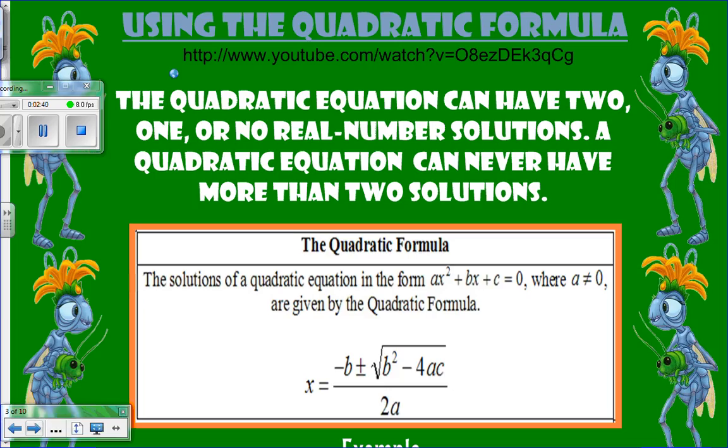So, using the quadratic formula. The quadratic formula can have two, one, or no real number solutions, and you'll find that out once you solve it. A quadratic equation can never have more than two solutions, though. If you think of the graph of a parabola, it'll never cross the x-axis more than twice, if it is a true parabola, if it is a quadratic equation.